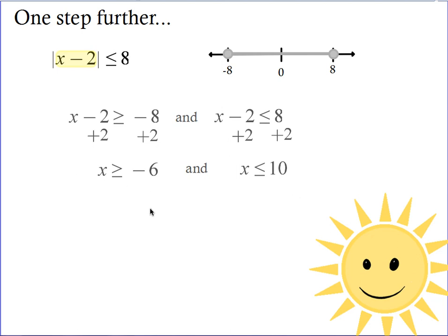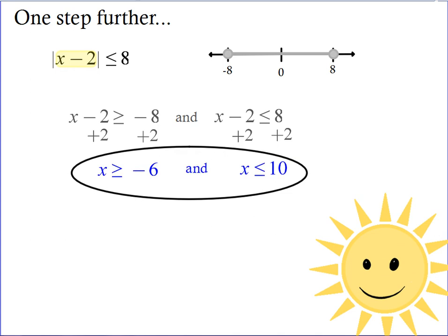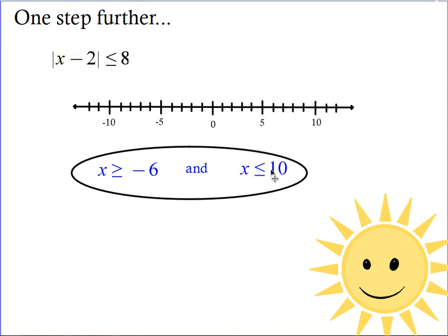This is my actual solution, not my first number line where I was just looking at the values that needed to be included, but down here: x is greater than or equal to -6 and x has to be less than or equal to 10. That's my solution.